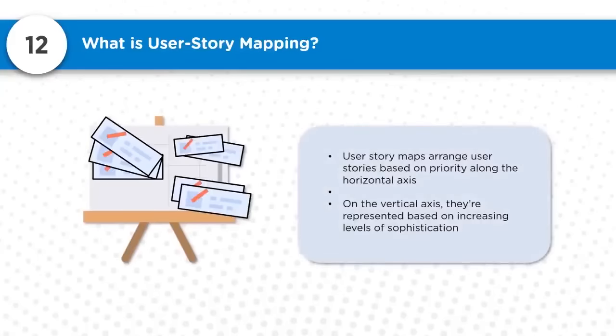Now, user story maps arrange user stories based on priority along the horizontal axis. On the vertical axis, they are represented based on increasing levels of sophistication. This will help in handling things in a specific flow, so that things can be done in order with full clarity.